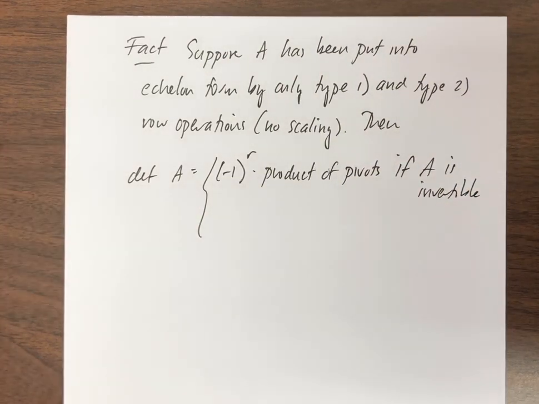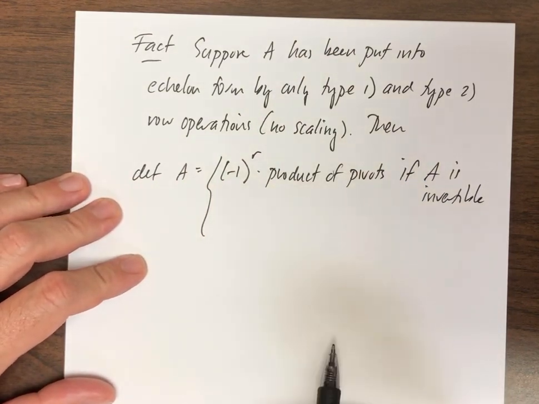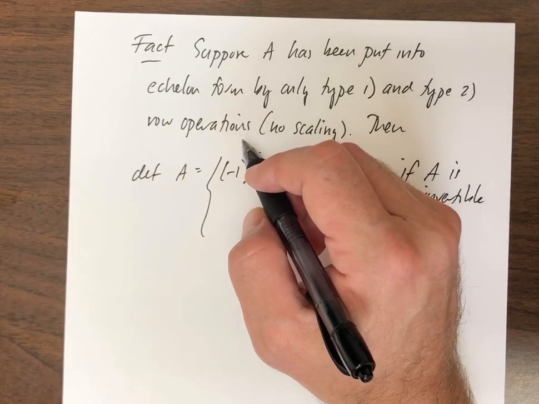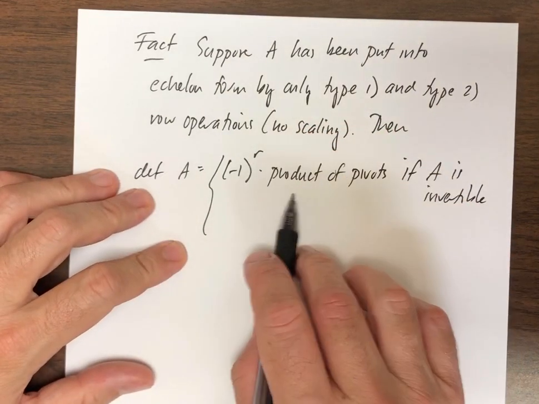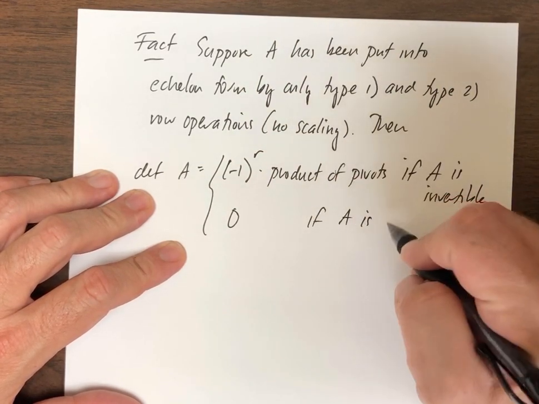Because remember, if it's invertible, it will reduce to the identity matrix, meaning that the pivots will be down the diagonal. Now, if it's not invertible, that means there will be a 0 on the diagonal entries, and so when I take the product of the diagonal entries, I get 0. So this is if A is not invertible.